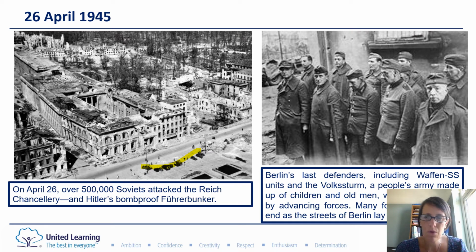So because the war had gone on for so long, really the only people who were left in Berlin were older people, children and women. And so many of them were fighting in Berlin to try to defend the city. And you can see how old and tired many of these people in the Volkssturm, which is the People's Army, are looking.